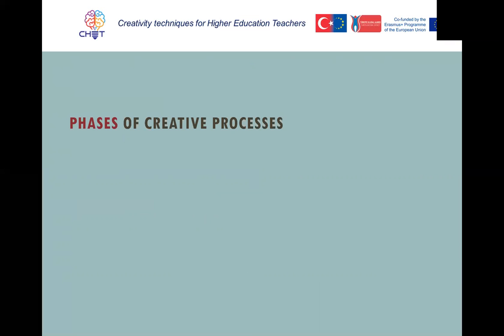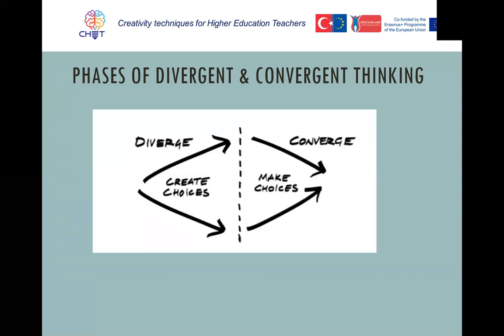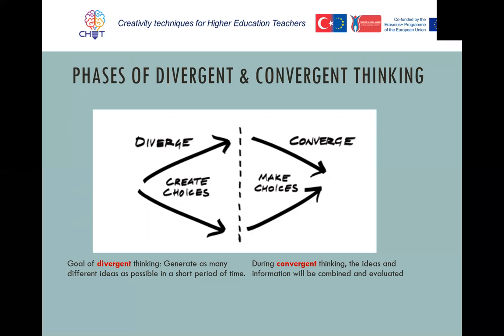So now, if we look into phases of creative processes, then we know there are divergent and convergent thinking phases. In divergent thinking phases, one usually tries to create as many ideas as possible to create choices. In convergent phases, one tries to make choices to then limit the number of ideas again. So here you see it again. In divergent thinking, generate as many different ideas as possible in, if possible, a short period of time. In convergent thinking, combine and evaluate ideas so that in the end you don't have 1 million ideas, but some ideas which you would like to pursue further.